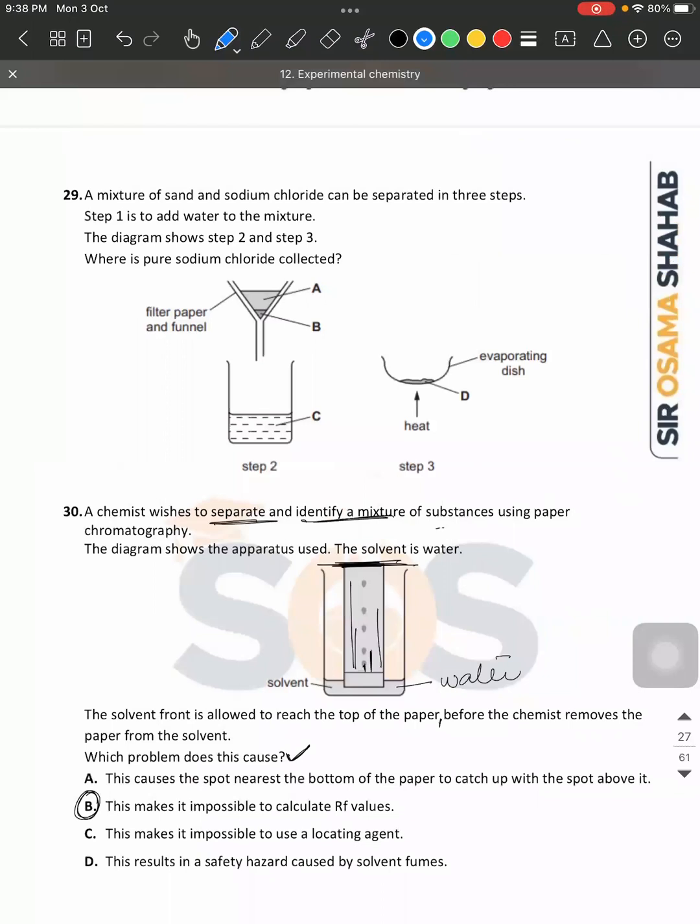29. Yes, bacho. Can you solve this 29? They are saying a mixture of sand and sodium chloride can be separated in 3 steps. Step number 1 is add the water to the mixture. Then the diagram shows step 2 and step 3. Where is a pure sodium chloride collected? जी बच्चों, कहाँ पर collect होगा? बी में, I think, क्योंकि वो फिल्ट्रेशन की वजह से है। No, no, what they are saying, where is pure sodium chloride? They are asking for pure sodium chloride.